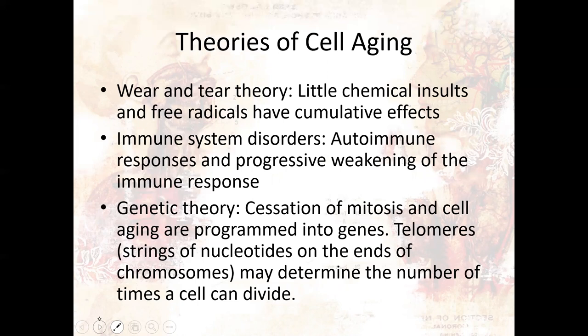Cells get old, cells wear out. There's wear and tear. There are autoimmune disorders. And then eventually, your cells have a limited number of times they can divide. We're not going to get into telomeres and that three prime to five prime bit again.